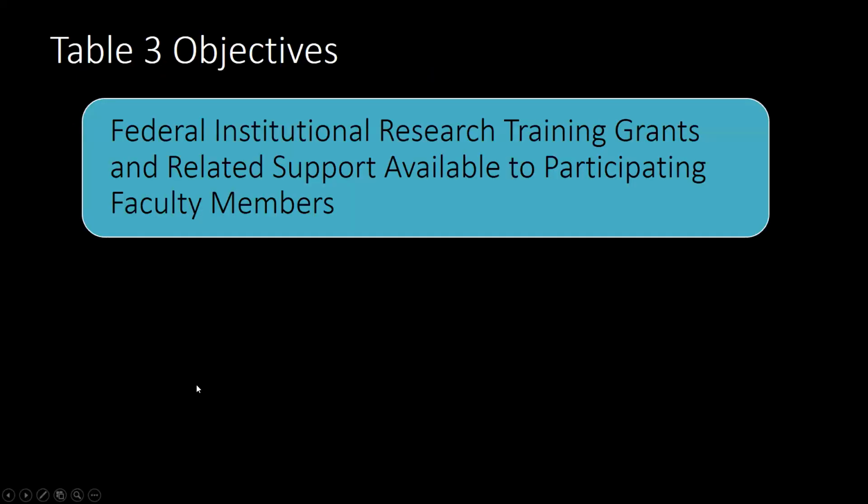Table 3 is all of the other training grants that are on the campus. It says federal institutional research training grants. So this could technically include like NSF or DoD. I know there's another one, CIRM. I think that's not federal, so CIRM wouldn't be in there. But there are other grants on the campus.